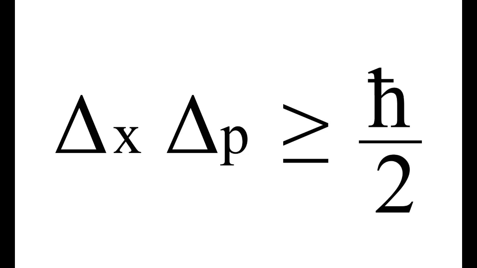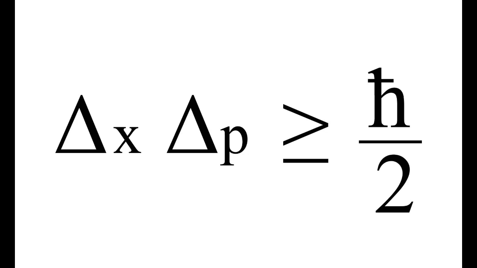What it means: this principle isn't about the limitations of measurement tools, it's a fundamental limit of nature itself. If you try to pinpoint the exact location of a particle, like an electron, you lose accuracy in knowing how fast or in what direction it's moving. If you know the momentum very accurately, you can't know exactly where it is.